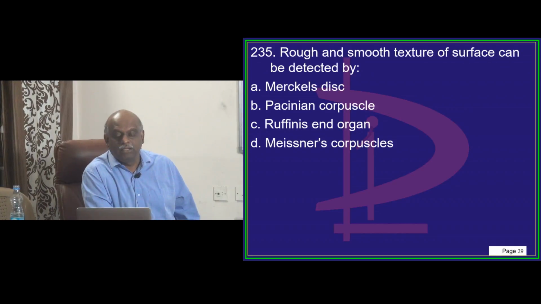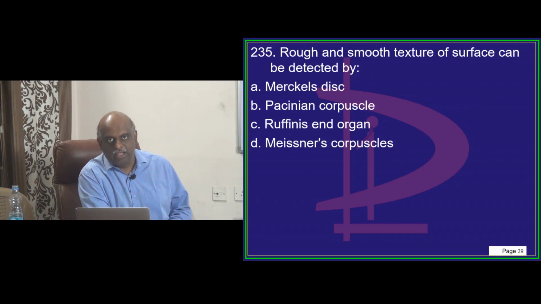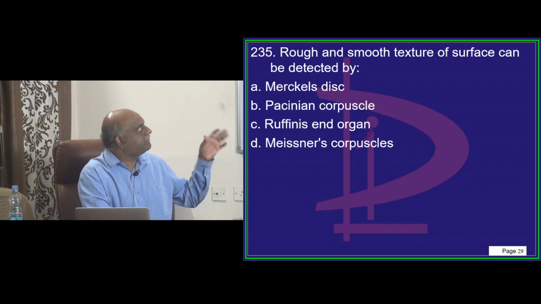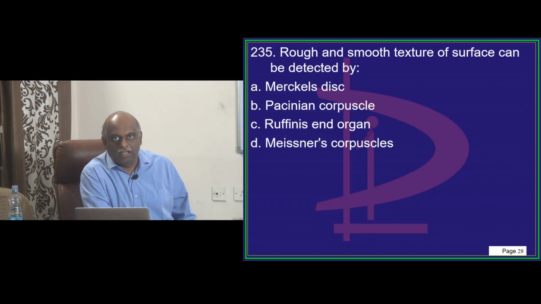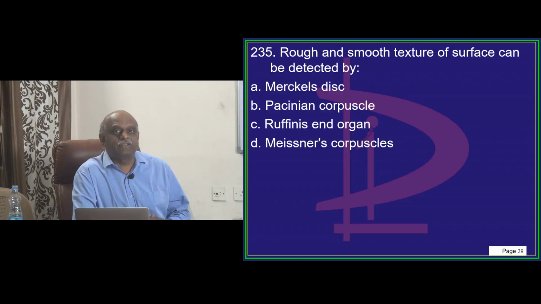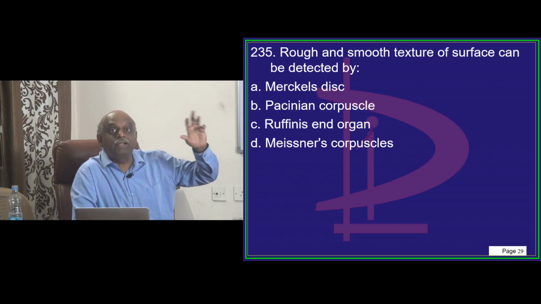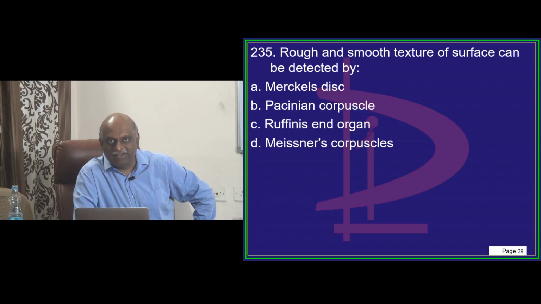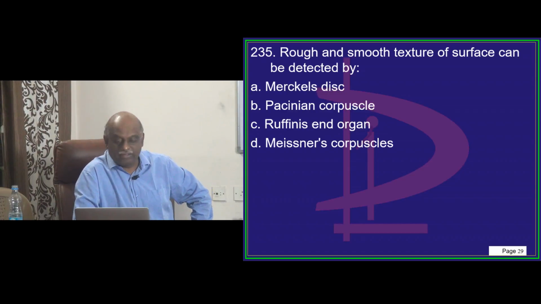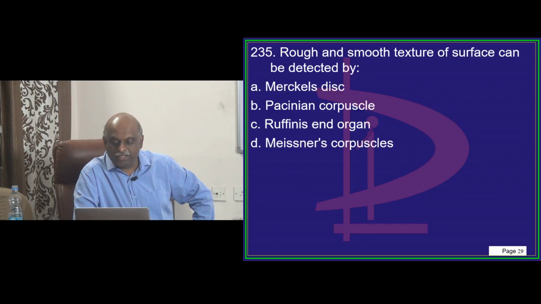The rough and the smooth texture of the surface, basically which kind of receptors detect rough and smooth texture of surface is a very, very important question. Question number 235. Should you answer, doctor?